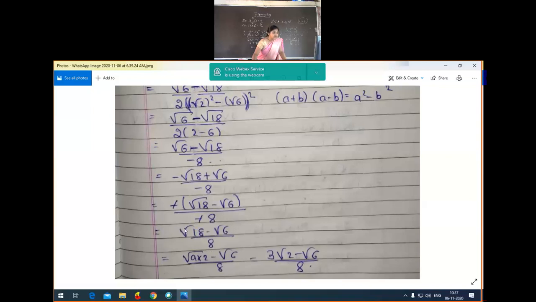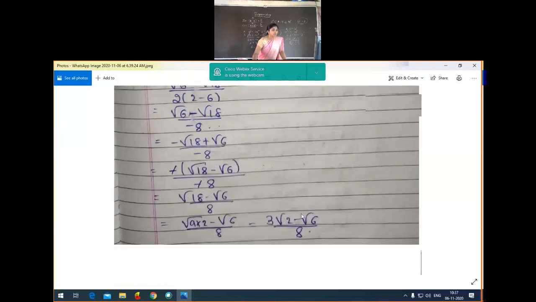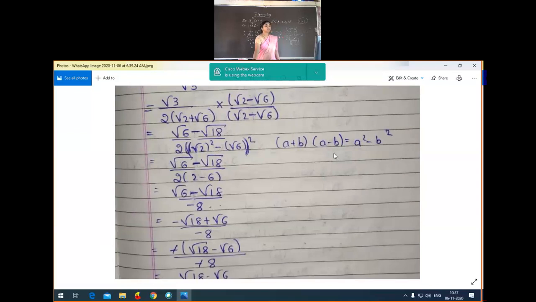So we can simplify this root 18 by writing 9 twos are 18. 9 is a perfect square number. If we remove that 9 outside, 3 root 2 minus root 6 divided by 8. This is the answer for this question.